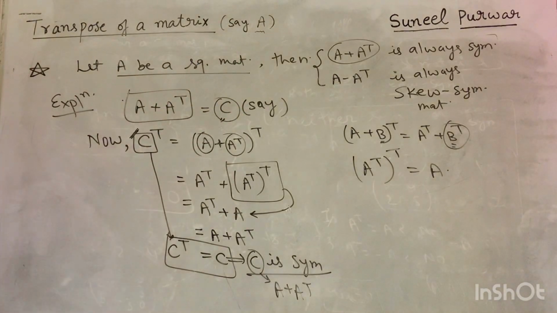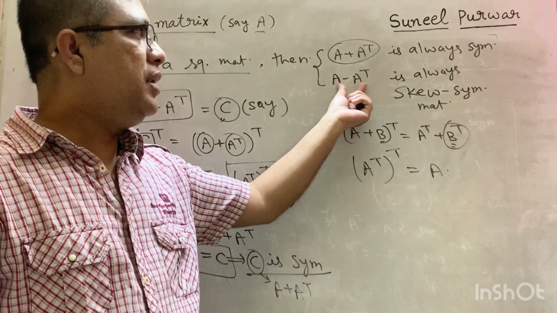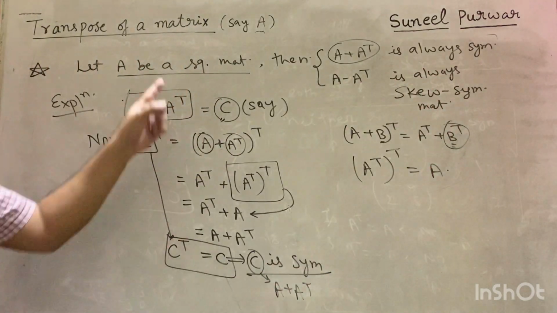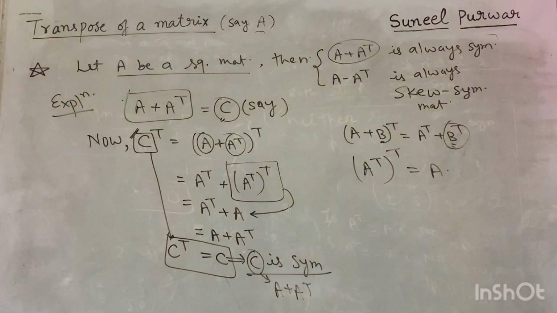All right. In the same way, you can prove A minus A transpose is always a skew symmetric matrix. Okay, have a look at it. Then I will prove this as well.